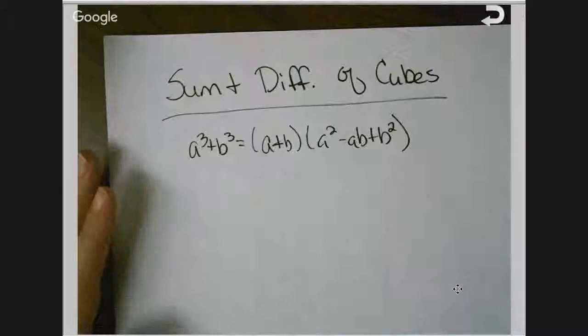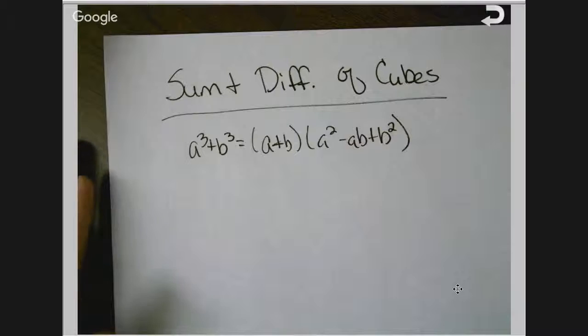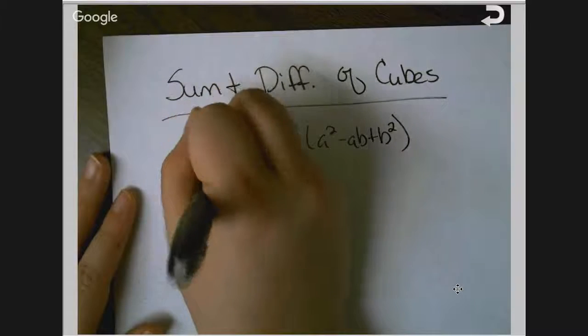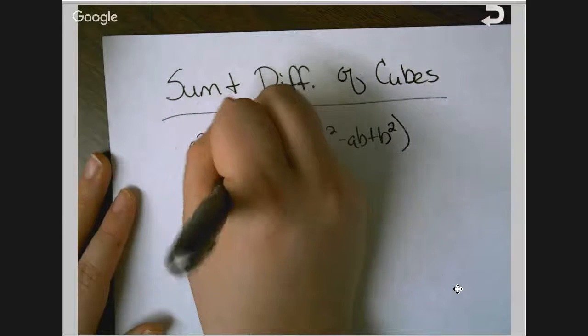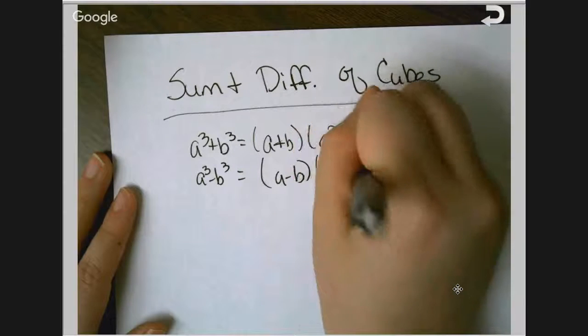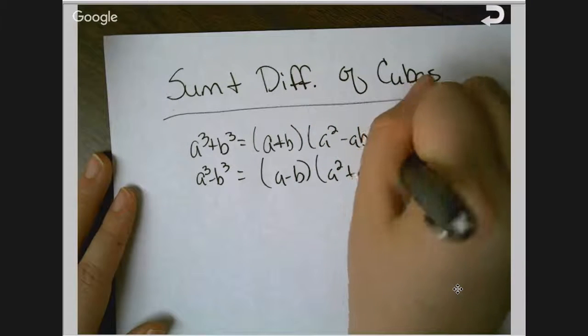Okay. You have to remember it. There's no other way around it. If you remember the positive one, though, the negative one's not bad at all. It's just a cubed minus b cubed equals a minus b times a squared plus ab plus b squared.